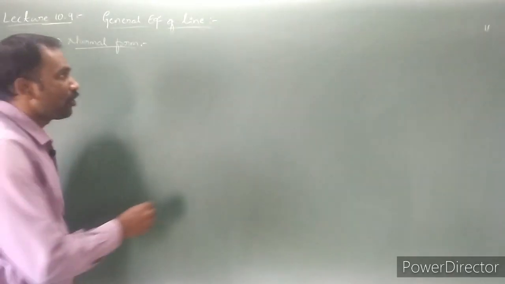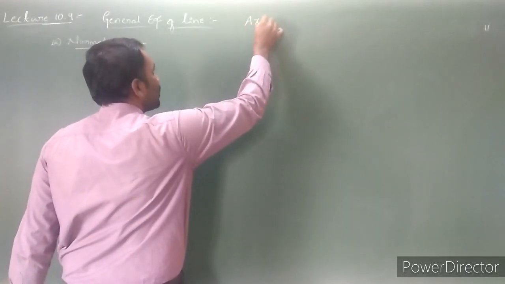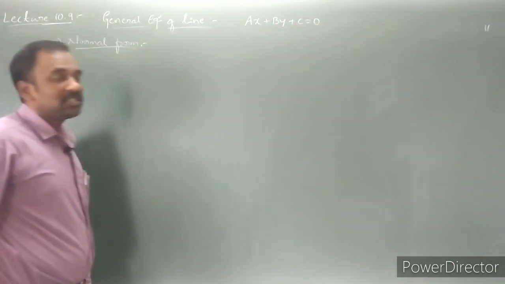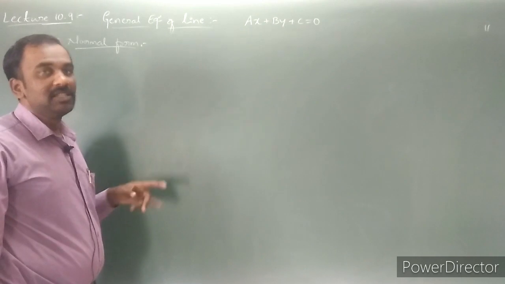Now, the third one is the normal form. The general equation ax plus by plus c is equal to 0, this general equation we need to write in the normal form.